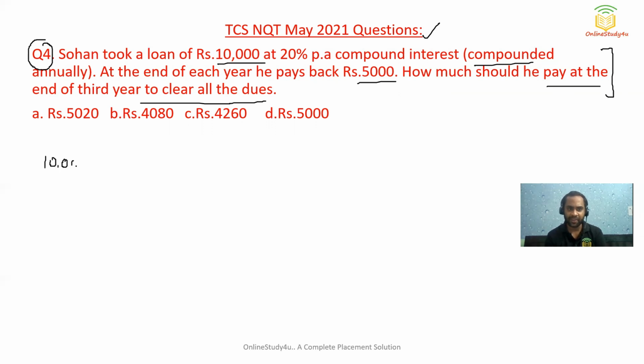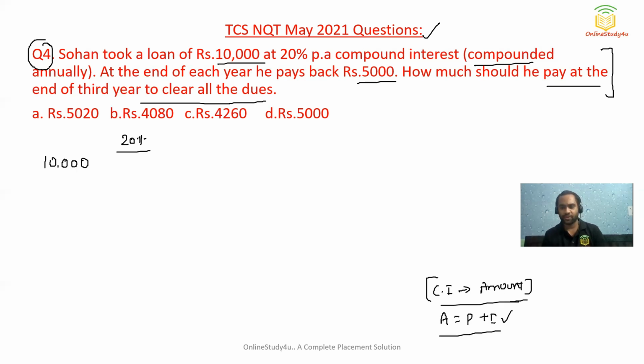So 10,000 rupees he is taking as a loan, and his rate of interest is 20%. Now, friends, one thing you have to keep in mind: compound interest will always be calculated on the amount. So amount will be principal plus interest both. When principal and interest get added, that is your amount. So in the first year, 20% interest you have to give.